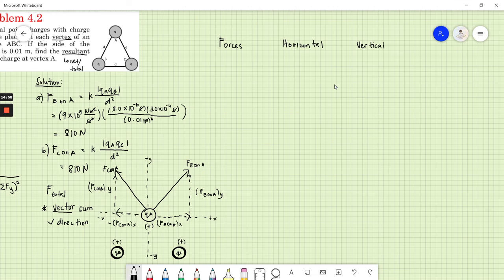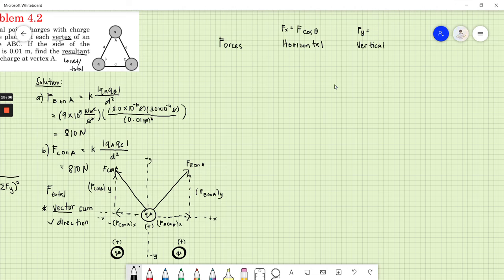Horizontal is basically your Fx, meaning the direction of the x component of these forces. That means this direction here. And in order for us to solve for the value of our Fx, we just have to take the magnitude of the force, multiplied by cosine theta.